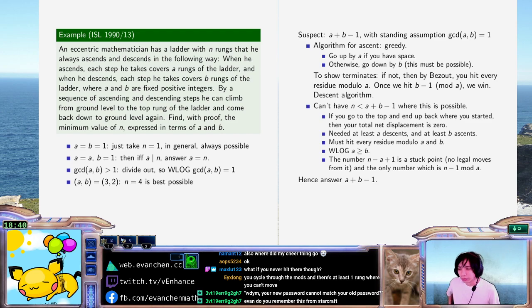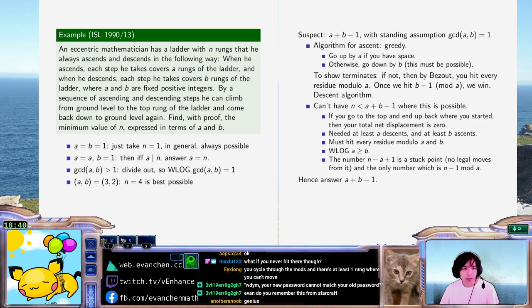But there's only one number, which is n minus 1 mod A. It's this one, and this point on the ladder is a trap. Like when you hit this point, which you must because it's the only one in that residue class mod A, you cannot escape from it. There's no legal moves at all. I think that's the argument. Does that sound right?